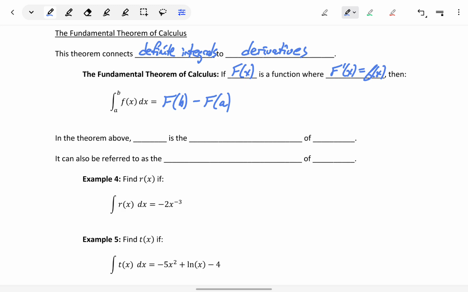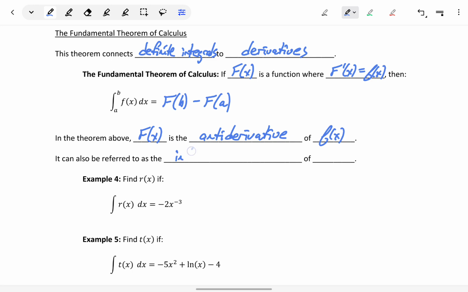In this theorem, capital F of x is referred to as the antiderivative of lowercase f of x. That is, if we differentiate capital F of x, we get lowercase f of x. If we take the antiderivative of lowercase f of x, we would get back to capital F of x. So the idea of an antiderivative is just the idea of working that derivative process backwards.